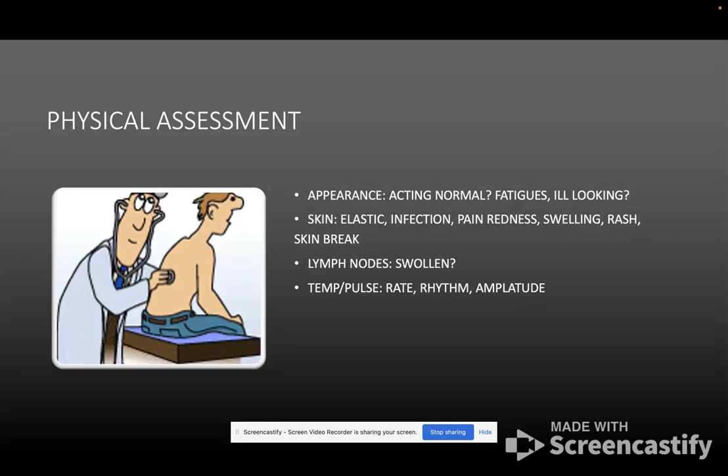Lymph nodes, we can look at if their lymph nodes are swollen. And then vital signs, we can look at, is their temperature elevated? Is their pulse elevated? And just see, are there changes that we are seeing in their vital signs that could indicate they may have an infection.